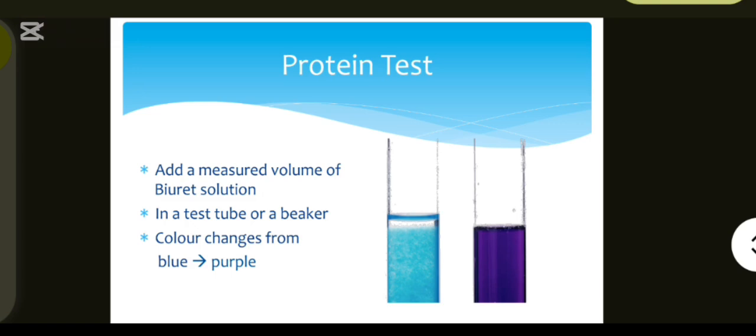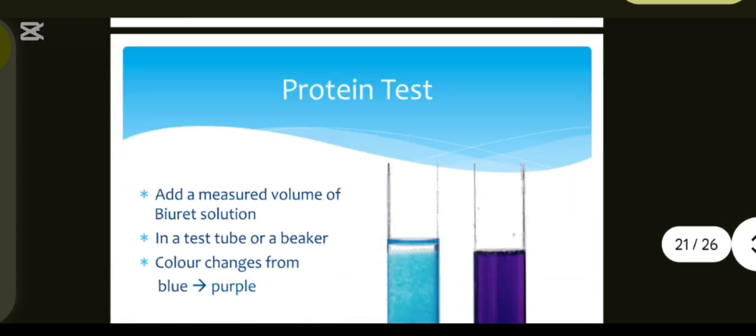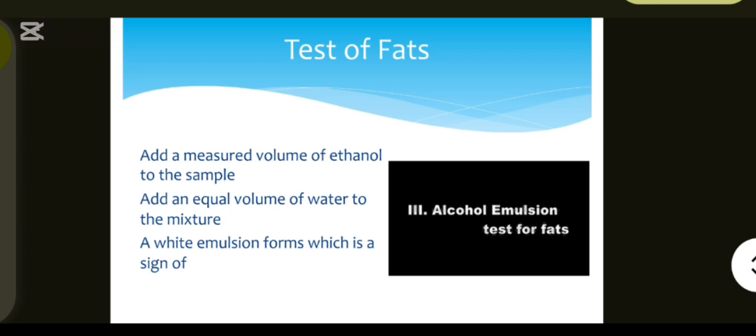For the protein test, add a measured volume of biuret solution in a test tube or a beaker, and if the sample contains protein it will turn purple or violet. For the test of fats, add a measured volume of ethanol to the sample and an equal volume of water to the mixture. A white emulsion forms, which is a sign of the presence of fats. If there is no white emulsion, it simply means there is an absence of fats.